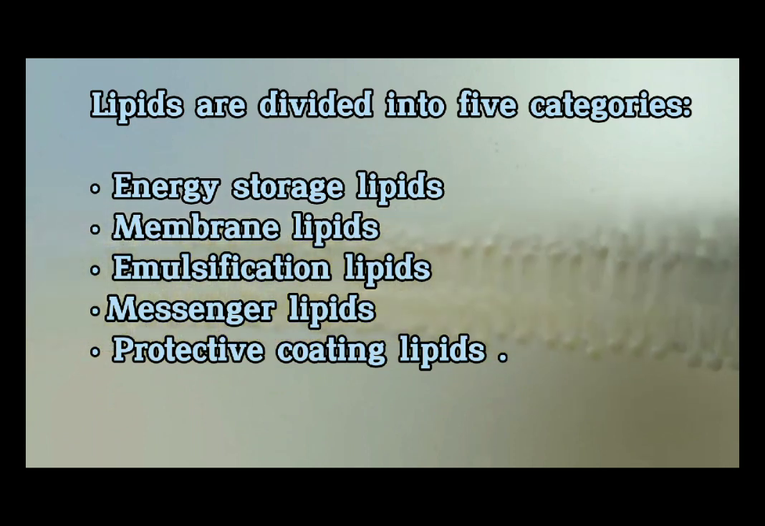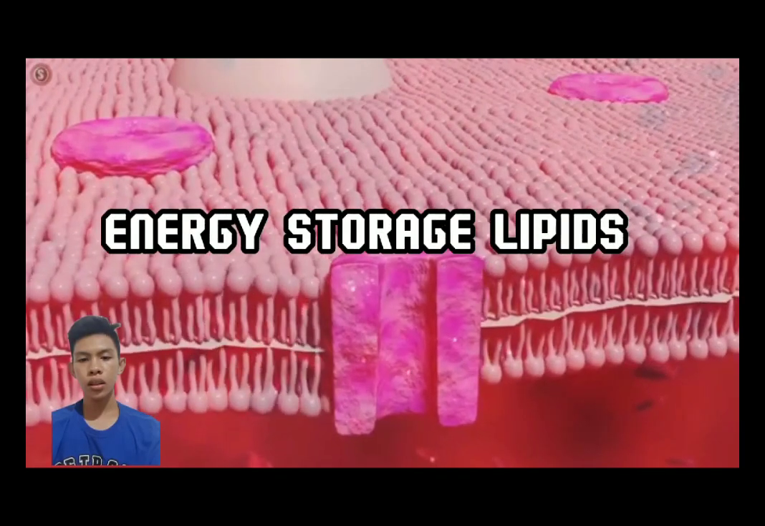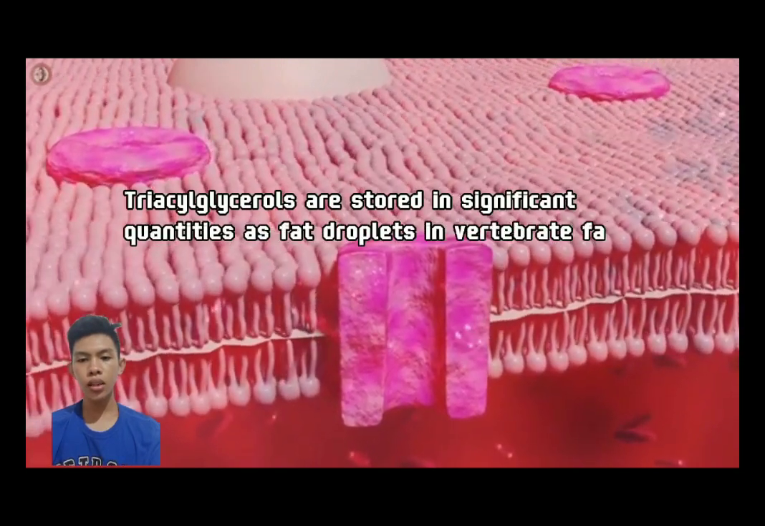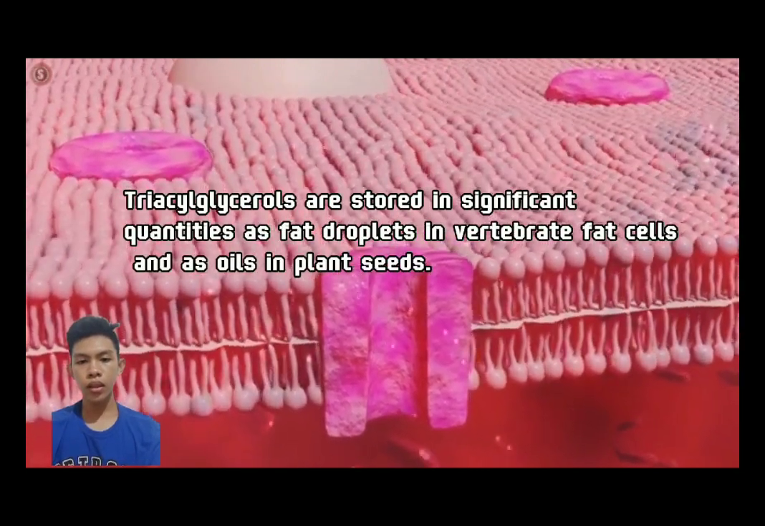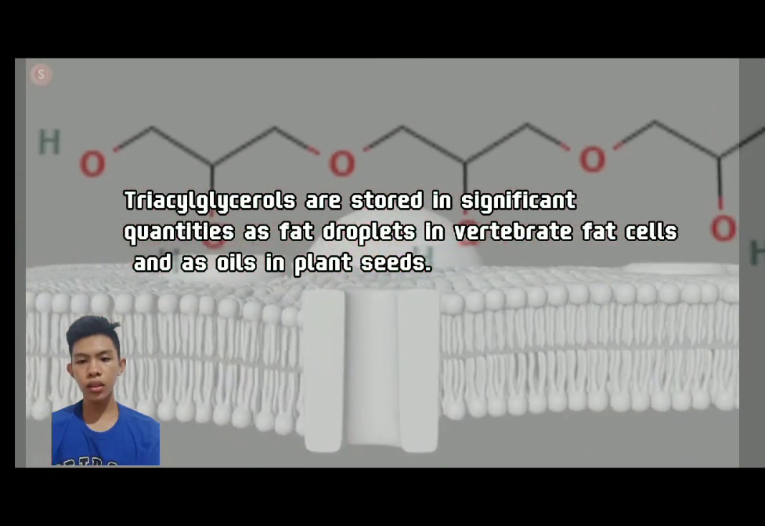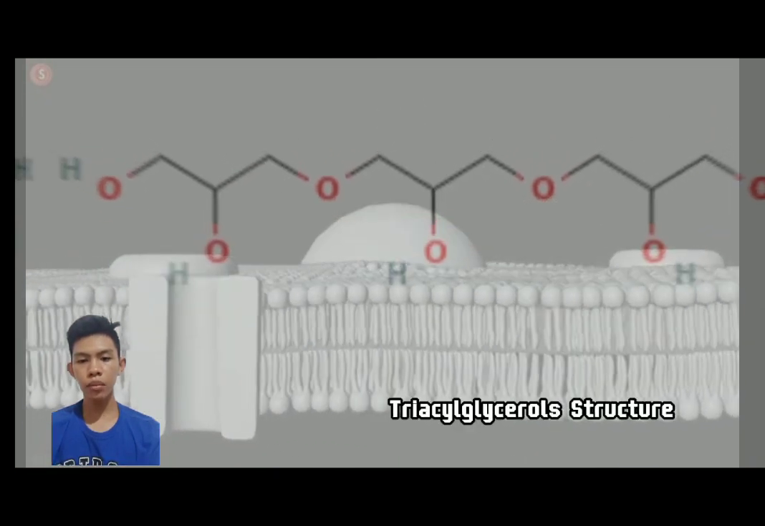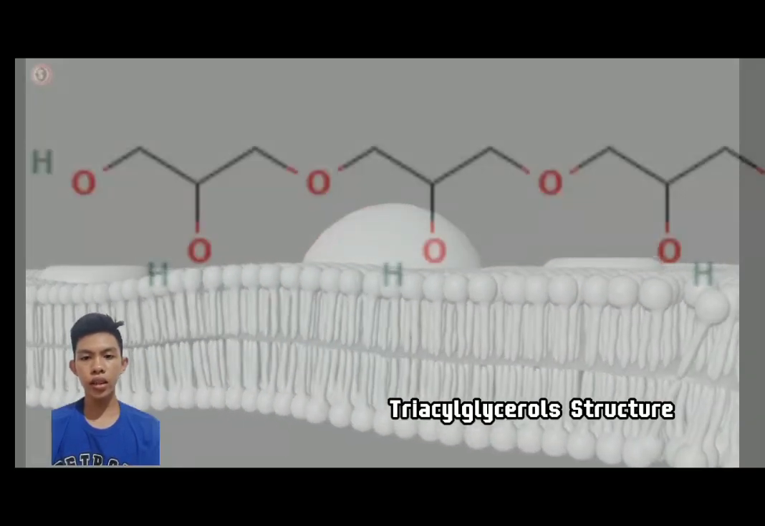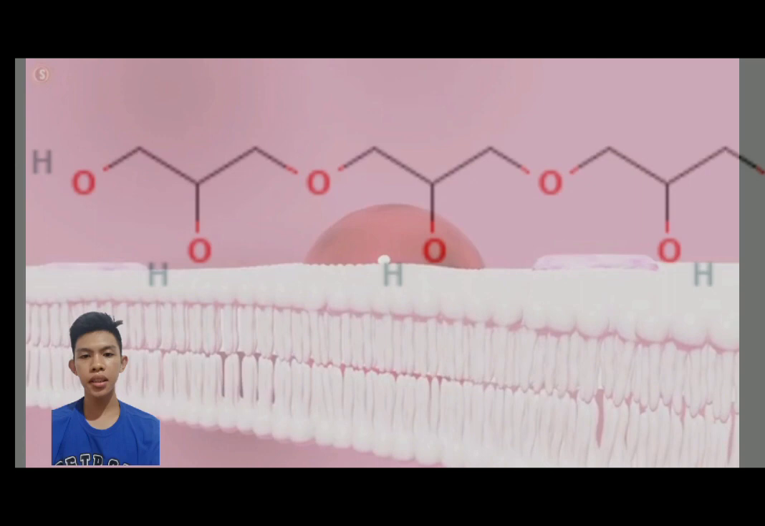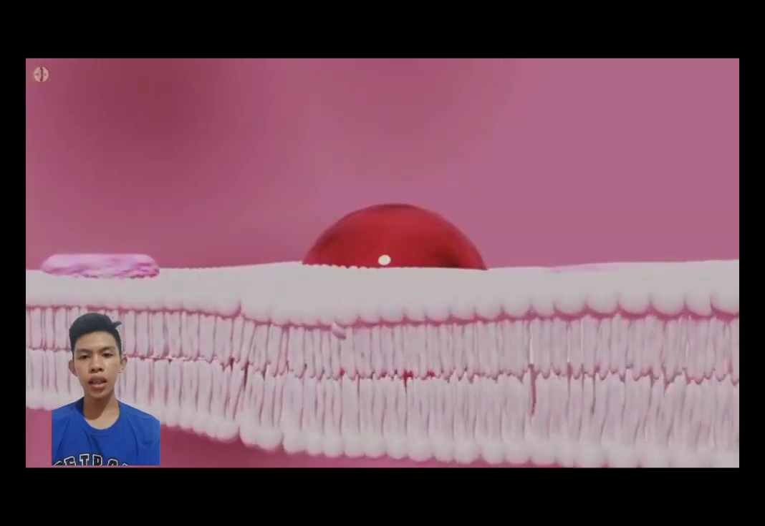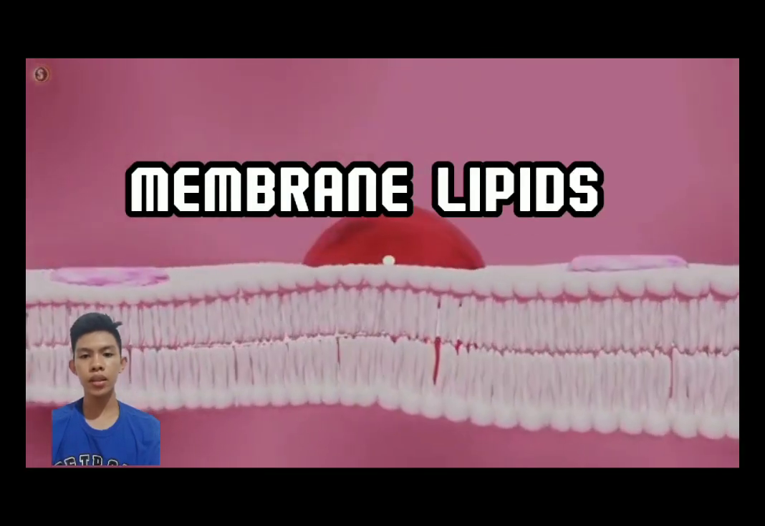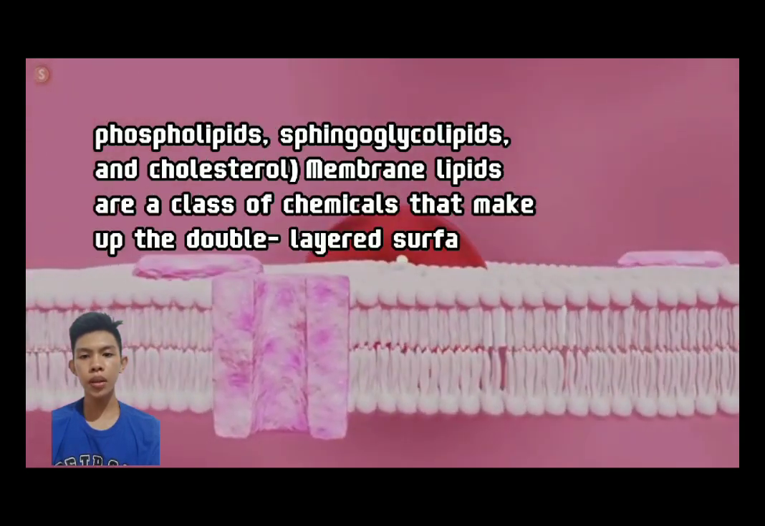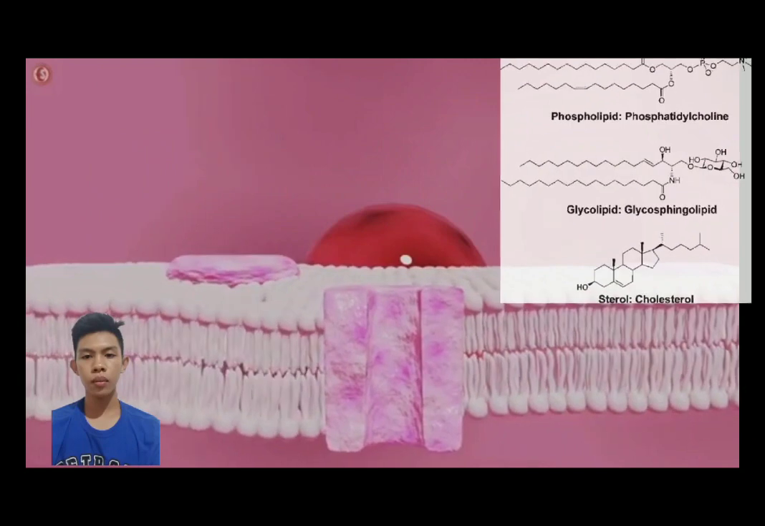First is energy storage lipids. Triacylglycerols are stored in significant quantities as fat droplets in vertebrates, fat cells, and as oils in plant seeds. And the second one is membrane lipids: phospholipids, sphingoglycolipids, and cholesterol.